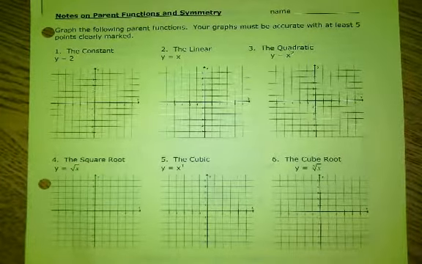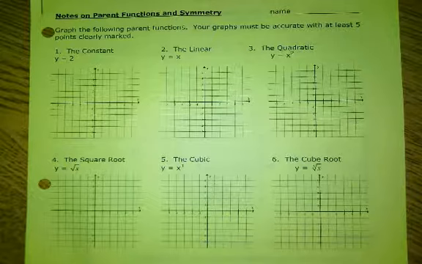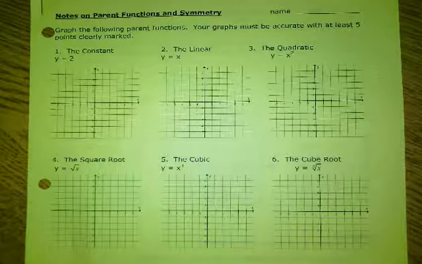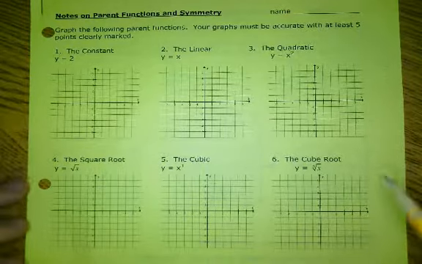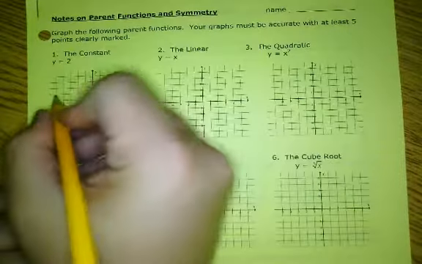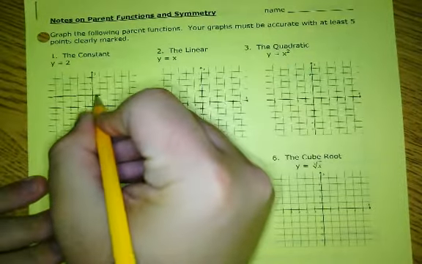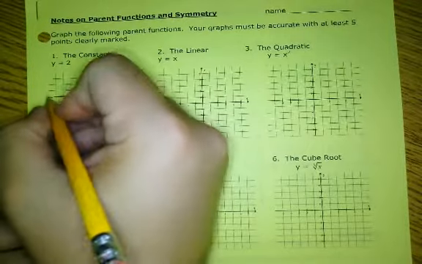So it says the constant y equals 2. How the heck do you graph a constant? What kind of straight line? There's many straight lines. A horizontal straight line at the number 2. It says to mark clear points, but if it's just like this, you don't need to.